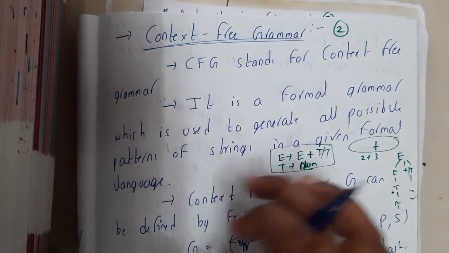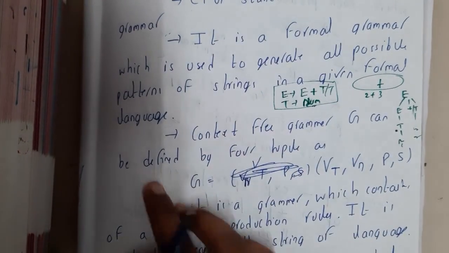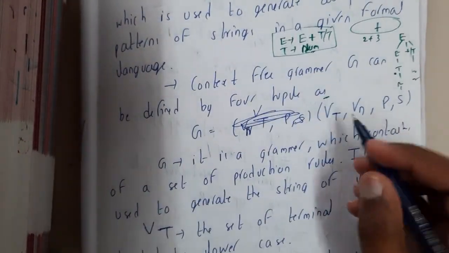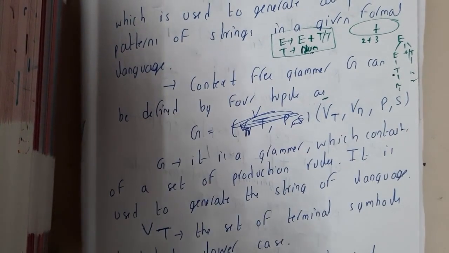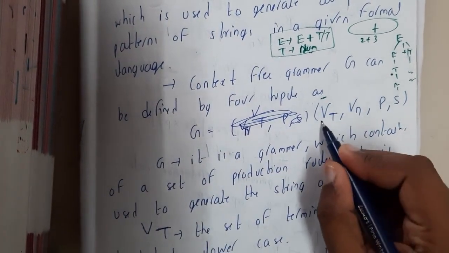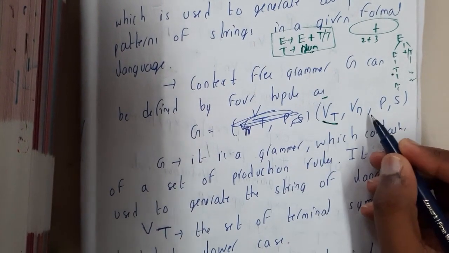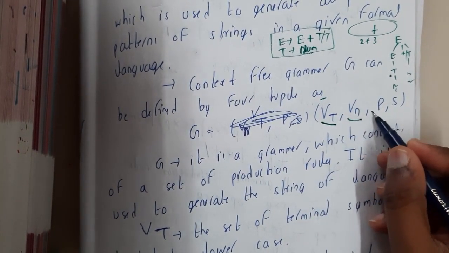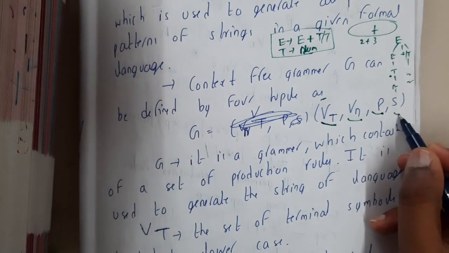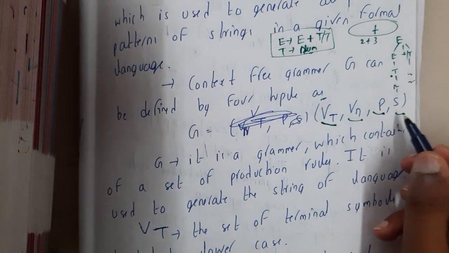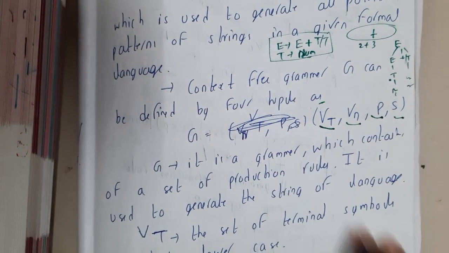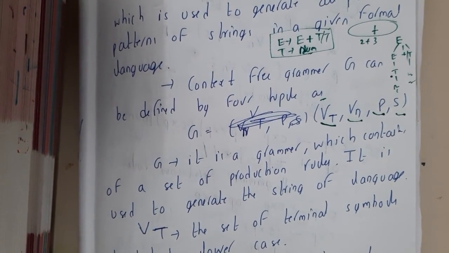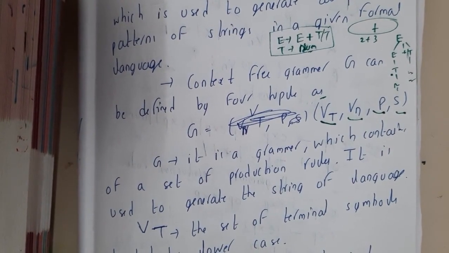Context-free grammar can be defined with 4 tuples, guys. The 4 tuples are: VT, the terminals; VN, the non-terminals; P, the production rules; and S, the start symbol. Reading these things the first time will be a bit confusing, and if you haven't watched the ALC lectures, please go back and watch them, because I explained in detail there.